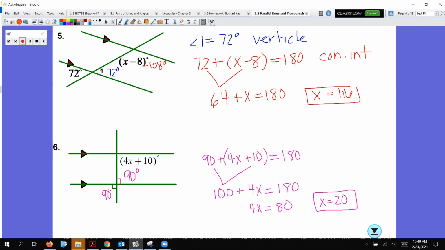Let's plug that back in. Well, 4 times 20 is 80, and 80 plus 10 is 90 degrees. And 90 and 90 is 180, so that's great. So, I guess you can also assume that if this transversal is perpendicular to one line that is parallel to another, then it must be perpendicular to the other. Okay?